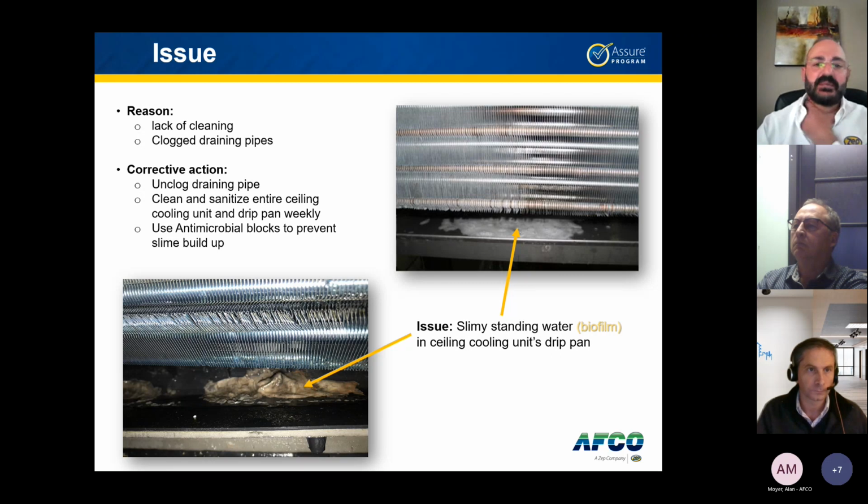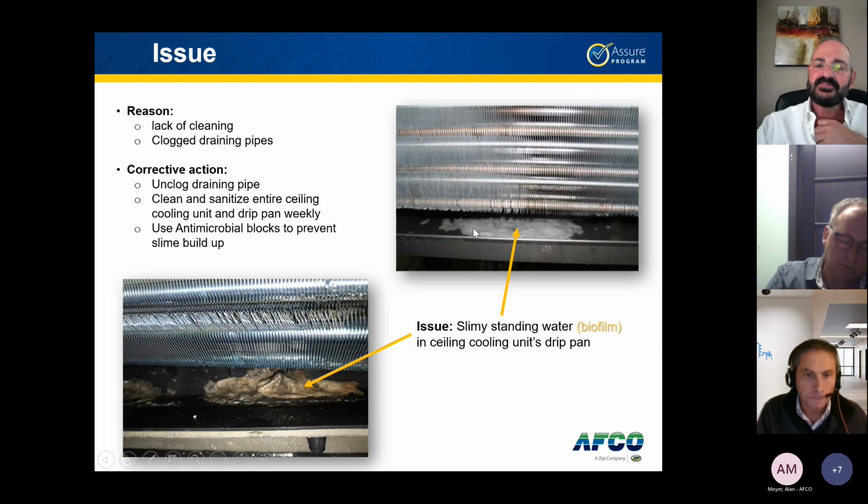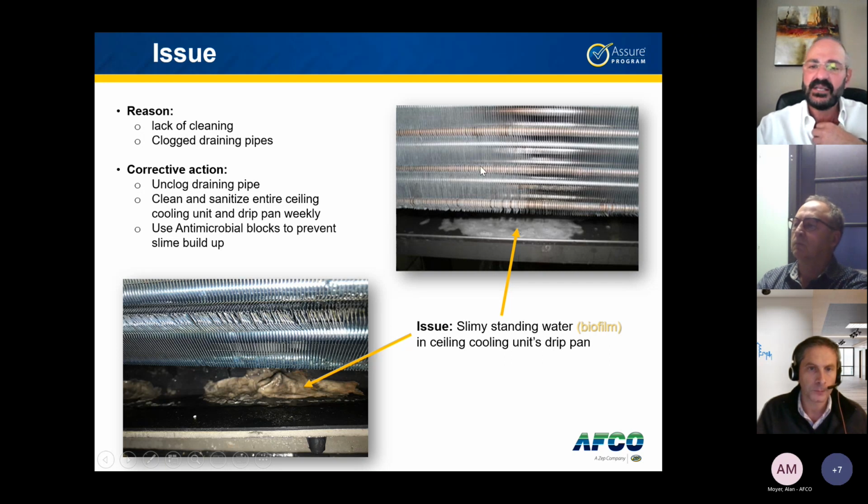So let's see some examples of overlooked areas. We've got ceiling cooling units in the top picture on the right. You see the drip pan has foam in it. What is that? That's not soap, and it's not soup. I can call it listeria soup maybe. But this is because of water sitting in the drip pan for a long time. You're not cleaning the drip pans or the cooling units. You have ice on it.